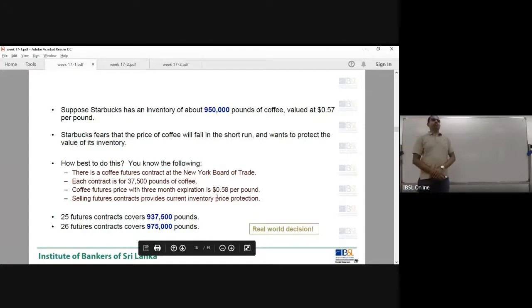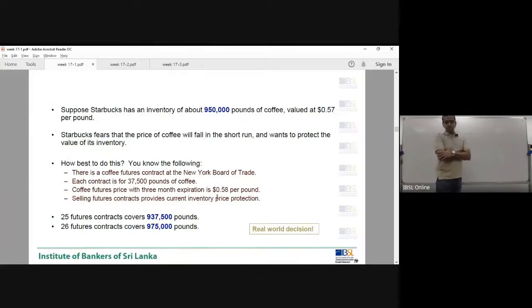Suppose Starbucks, as we all know, is in the business of coffee, and has an inventory of 950,000 pounds of coffee. Now the risk is the price going down. It's currently valued at 57 cents per pound. On the balance sheet, they will record inventory at a cost of 57 cents. But if the price drops to 50, they will lose. Starbucks fears that the price of coffee will fall in the short run and wants to protect the value of its inventory. How can they do this?